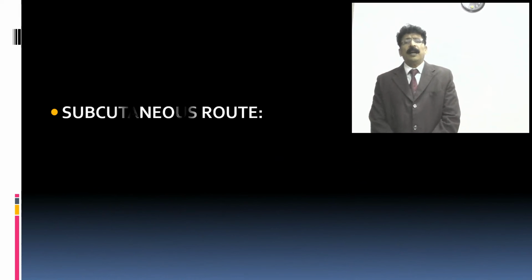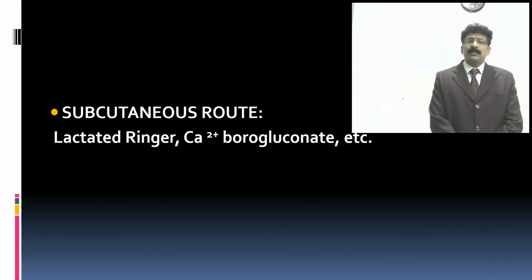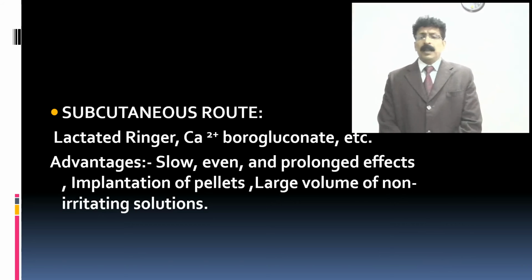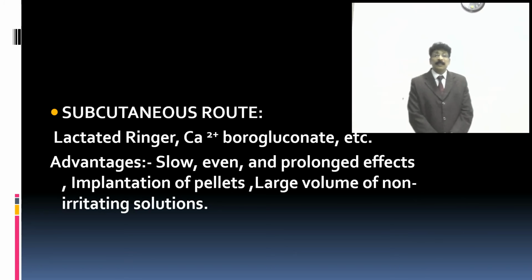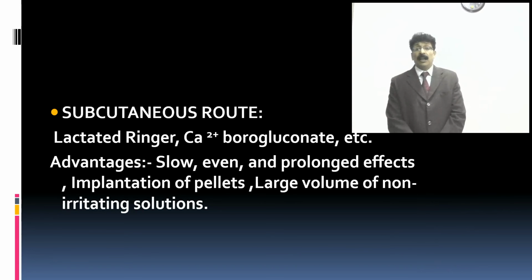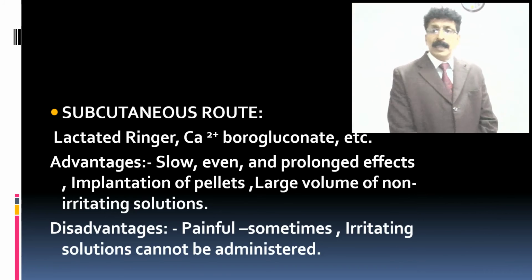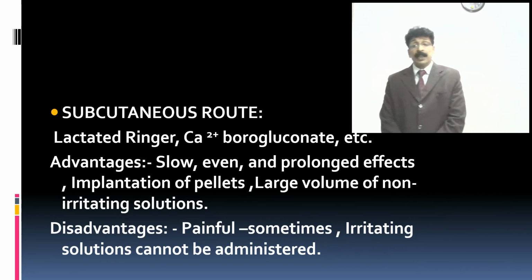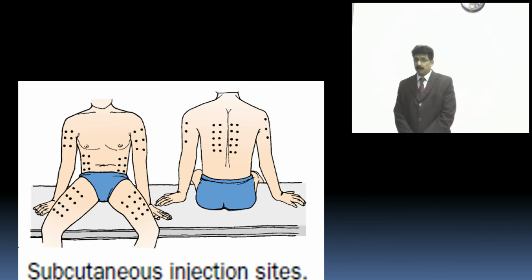The subcutaneous route is used for Ringer's solution, calcium borogluconate, etc. Advantage of subcutaneous: slow, even, and prolonged effect. Implantation of pellets, large volume, non-irritant solutions. Disadvantage: painful, and sometimes irritant solutions cannot be administered by the subcutaneous route. The subcutaneous route can be taken in the thigh, hand, the arm part, and the back also. These are the sites which can be preferred for subcutaneous injections.